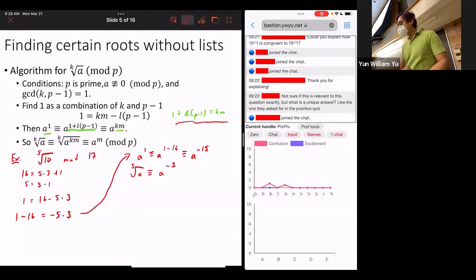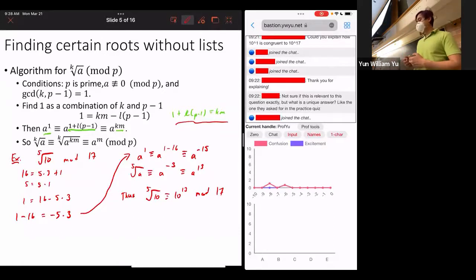And now a to the minus 3 is, of course, congruent to a to the 13, because you can add 16 to it. And notice that this is true for any a. This isn't specific to 10. This is true for any a, but in particular, we know that the 5th root of 10 is congruent to 10 to the 13 mod 17. So same as on the previous slide.